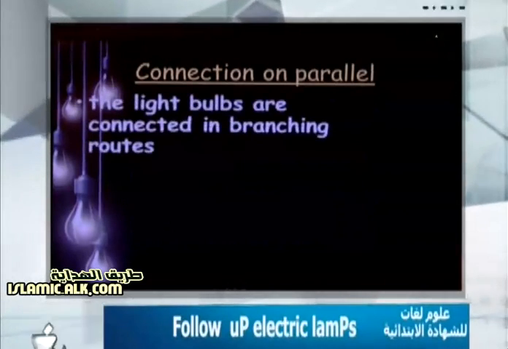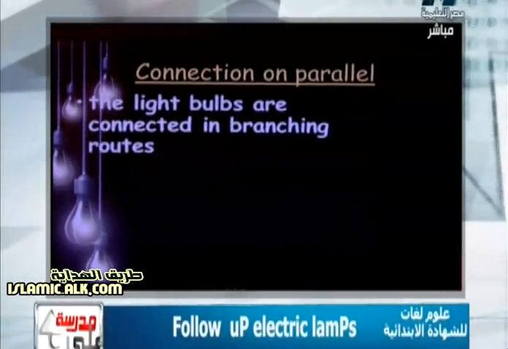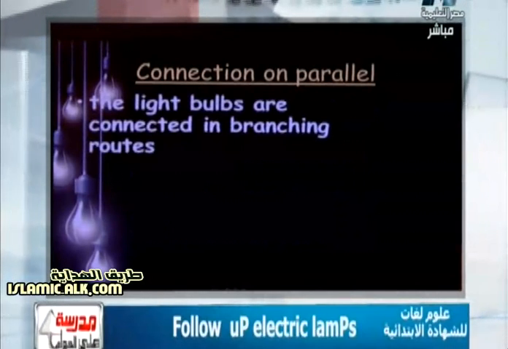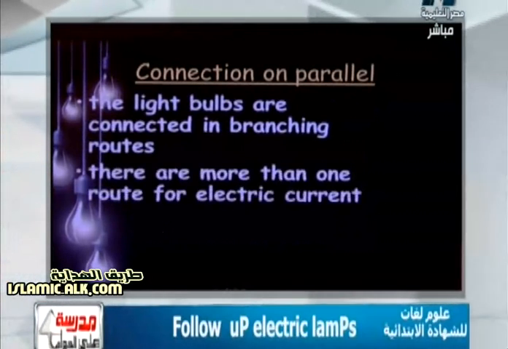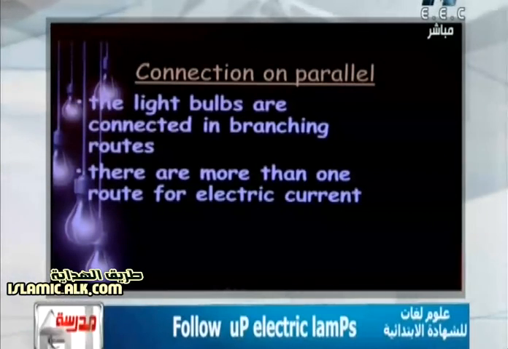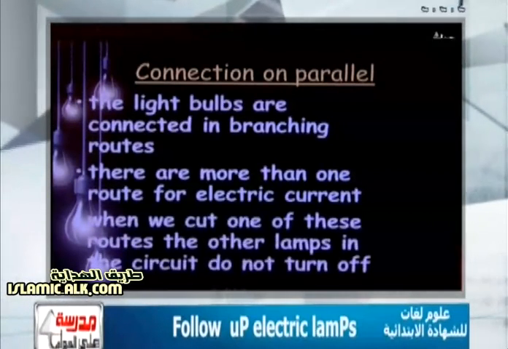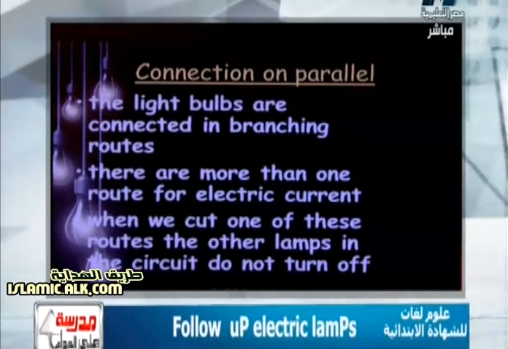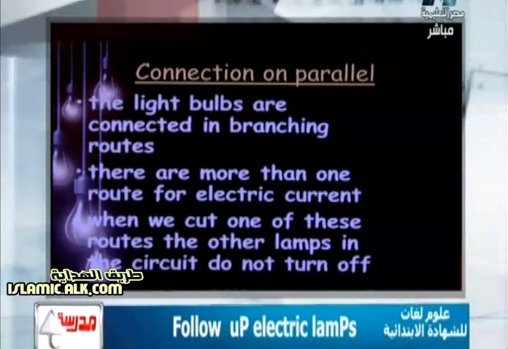So what about the connection on parallel? The light bulbs are connected in branching route. في البارل بوصل بطرق متفرعة. And there are more than one route في أكثر من طريق for the electric current. And also when we cut one of these routes, the other lamp in the circuit don't turn off.